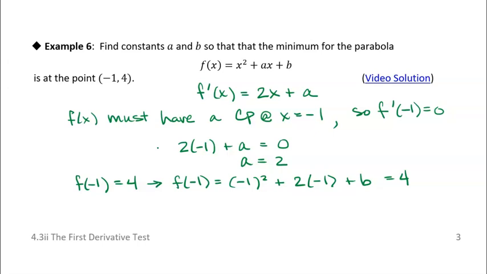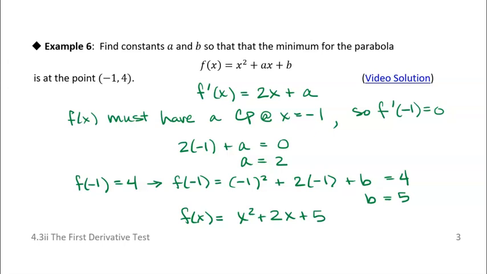So now I can solve for b. So I have 1 minus 2, which is negative 1, and if I add 1 to both sides, I'll get b is equal to 5. So now I know my function has to be f of x is equal to x squared plus 2x plus 5. Okay, those are the only a and b values that will work.